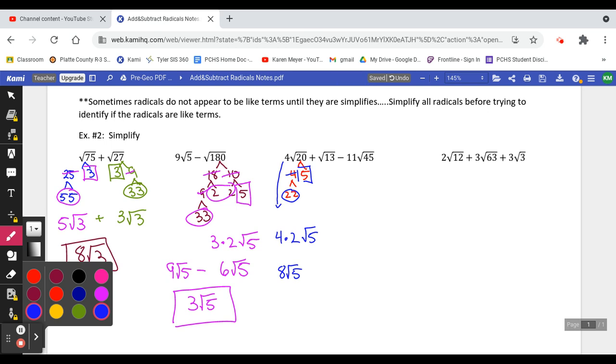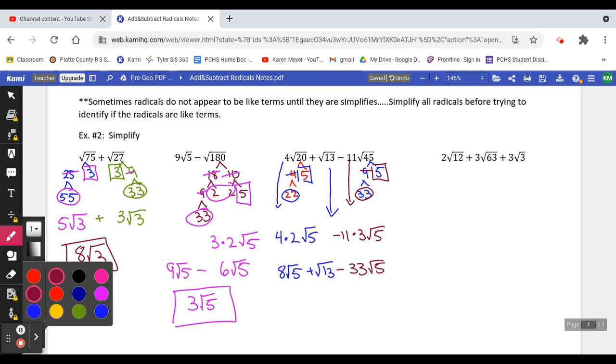Square root of 13. 13 doesn't break down with a factor tree, so just bring that straight down. So plus square root of 13. 45. Well, factor tree for 45. 9 and 5. 9 goes to 3 and 3. So then we're looking at a group of 3s and a leftover 5. Okay, don't forget the minus 11 times 3 square root of 5. So you're looking at minus 33 square root of 5.